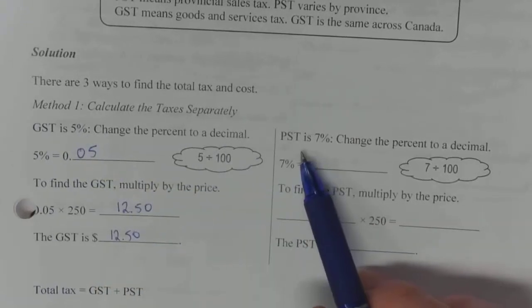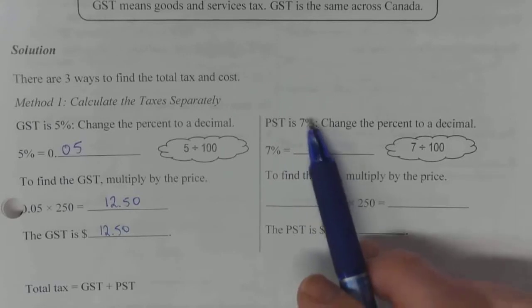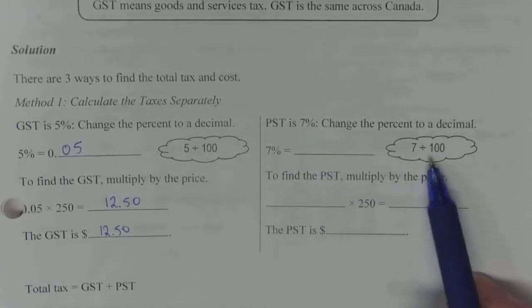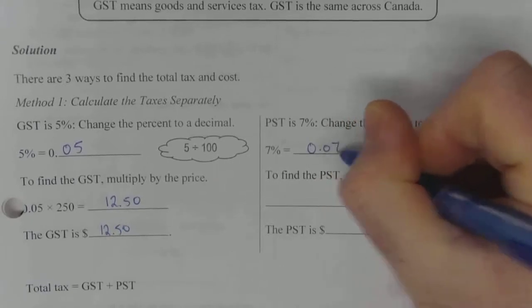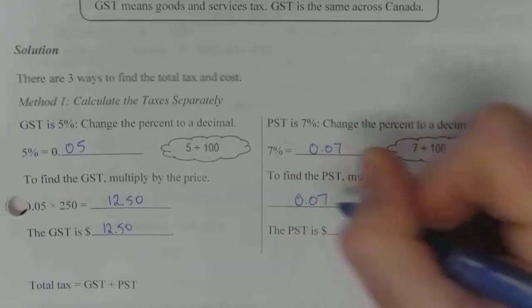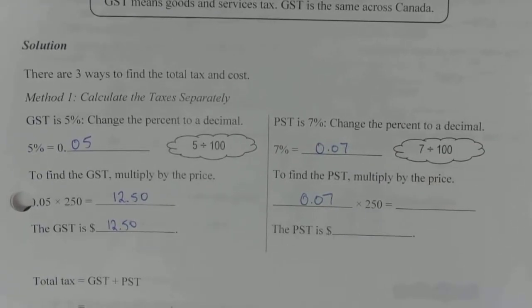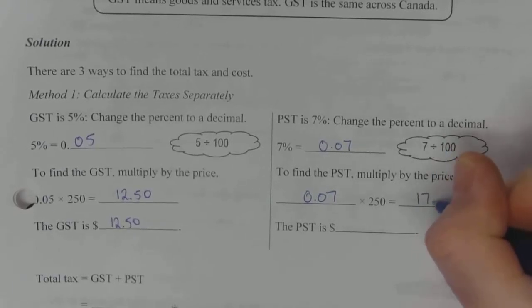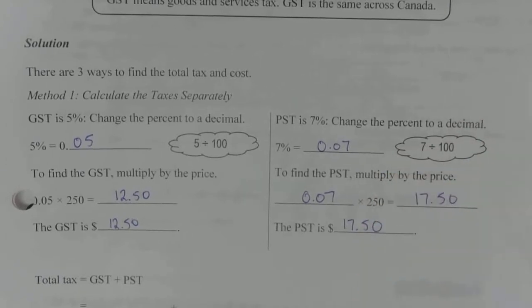The PST is a different number, it's 7%. So we need to convert that to a decimal as well by dividing by 100. So 7 divided by 100 is 0.07. And then we're going to multiply that decimal number by 250. So 0.07 times 250, and that gives you 17.50 or $17.50 for the PST.